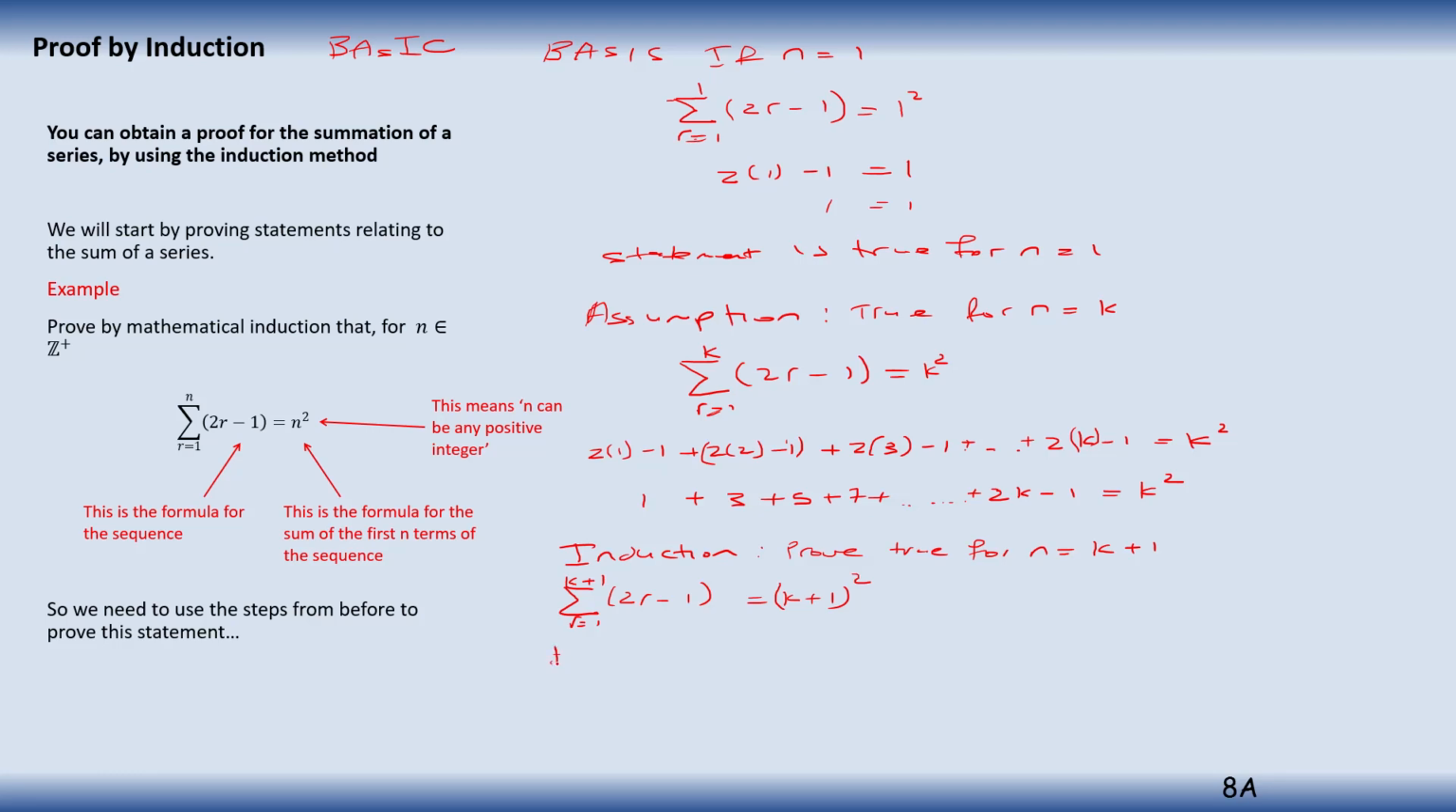When r is equal to 1, I get 1 plus 3 plus 5 plus 7 plus 2k minus 1, plus, now I've got k plus 1, so that's going to be plus 2 times k plus 1 minus 1, and that's equal to k plus 1 squared.